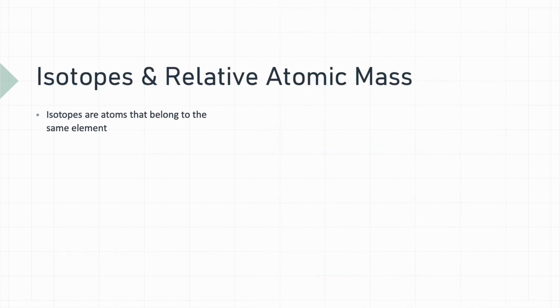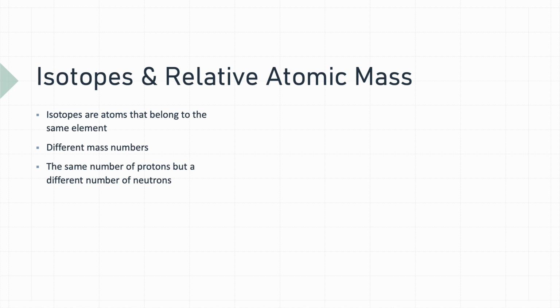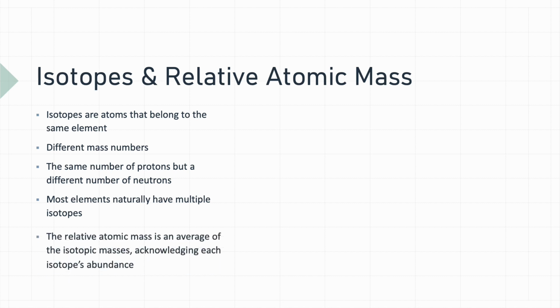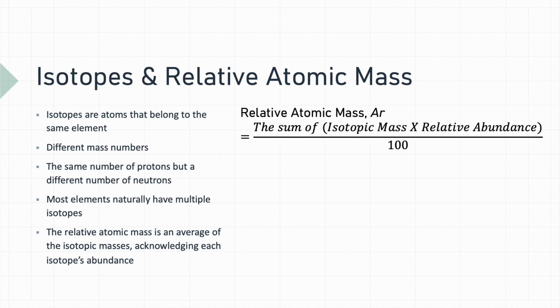Moving on. Isotopes are atoms that belong to the same element, but with different mass numbers. They have the same number of protons, but a different number of neutrons. Most elements naturally have multiple isotopes, and the relative atomic mass is an average of the isotopic masses, acknowledging each isotope's abundance. This equation can be used to calculate the relative atomic mass.